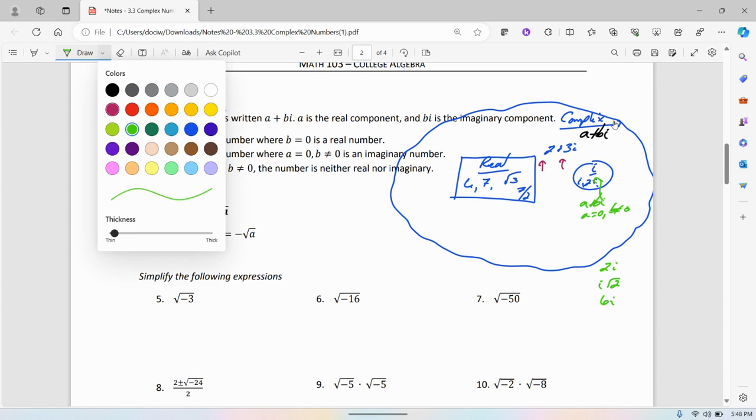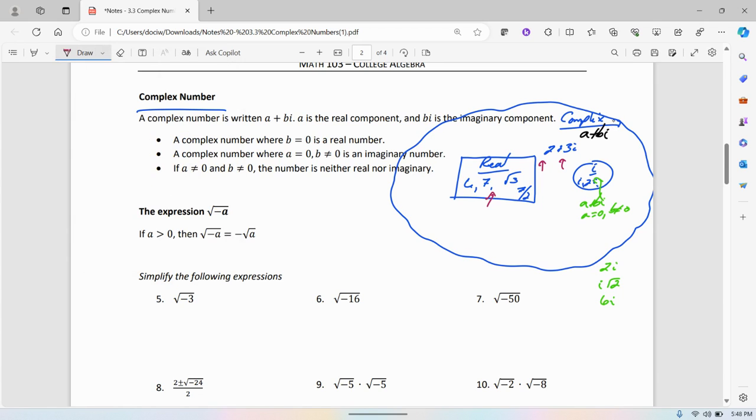A real number is a plus bi, where b equals 0. Okay, so 6 plus 0i is just 6. The square root of 3 plus 0i is just the square root of 3. That would be a real number. Okay. 0, by the way, could arguably fit either group. 0, though, we classify that one as a real number.